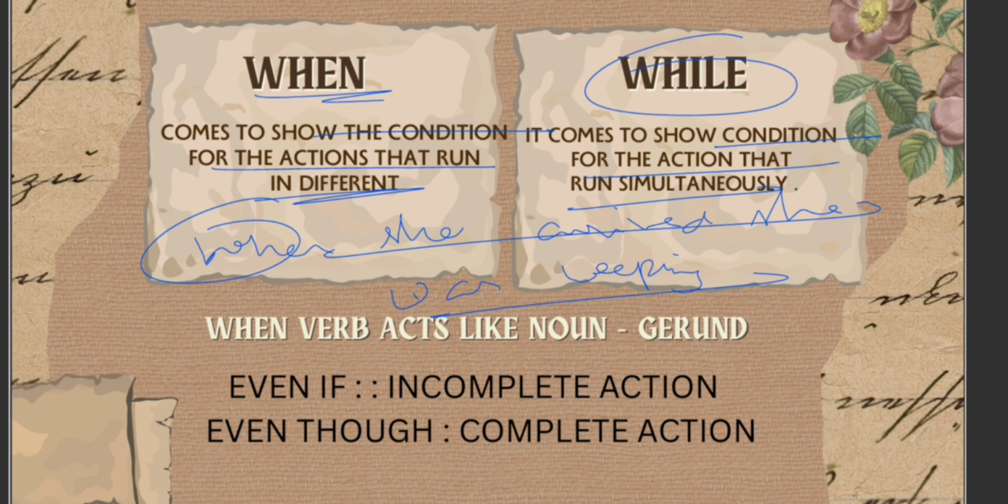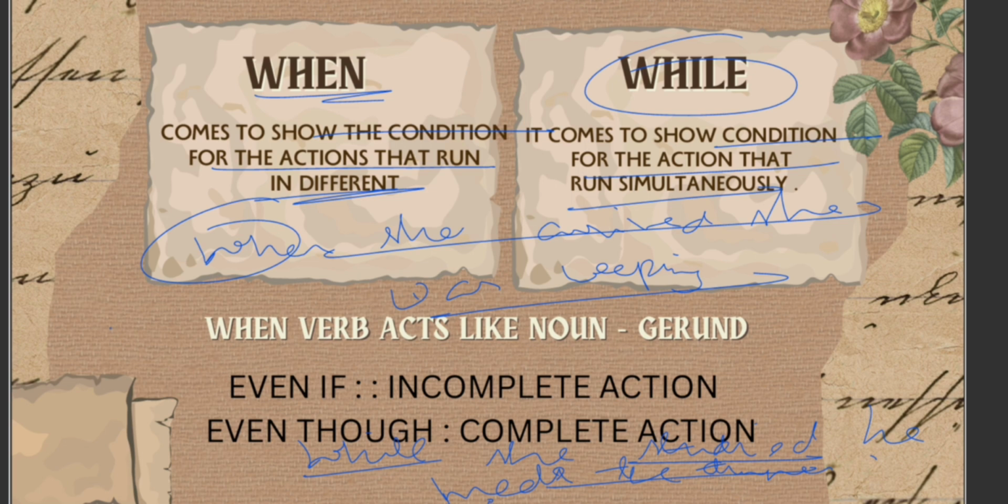Now, if I were to give you an example of while, while she studied, he made the dinner. Okay, so while is showing condition and it is a simultaneous action which is happening. So while she was studying, that is, she's studying in one room and he is making the dinner in the next room or in the kitchen. So this is happening in the same time frame, and this is showing that the actions run simultaneously.